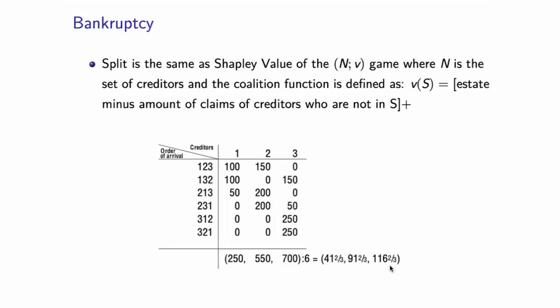And the coalition function is defined as v(S), where v(S) stands for the estate minus the amount of claims of creditors who are not in S. Okay. Again, if this is taking a negative value, then v(S) should be equal to 0. But if this is a positive value, then v(S) should be defined as the estate minus the amount of claims of creditors who are not in S. Okay. So this is another way of calculating this expression that you have found here.